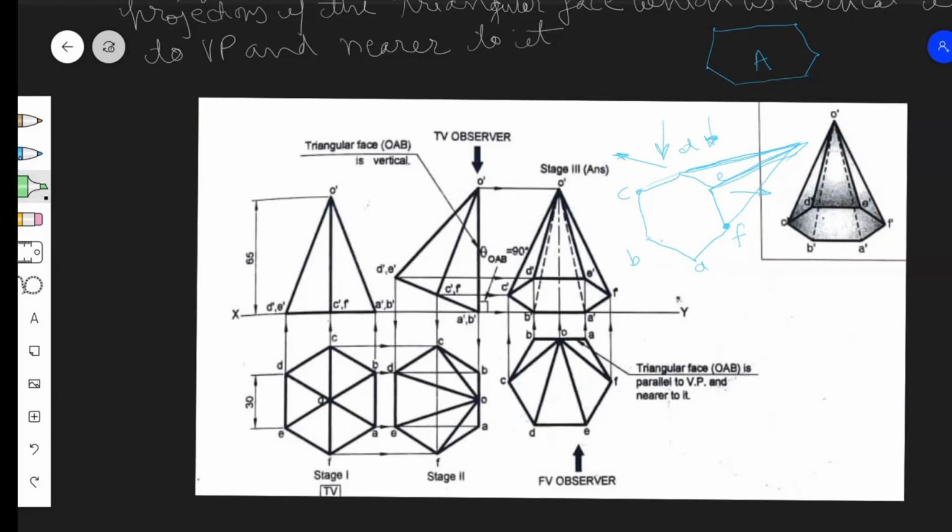So draw it here. Okay, this can also be clearly seen. This can also be clearly seen. It is coming outward. So it can be clearly seen. Okay, thank you.